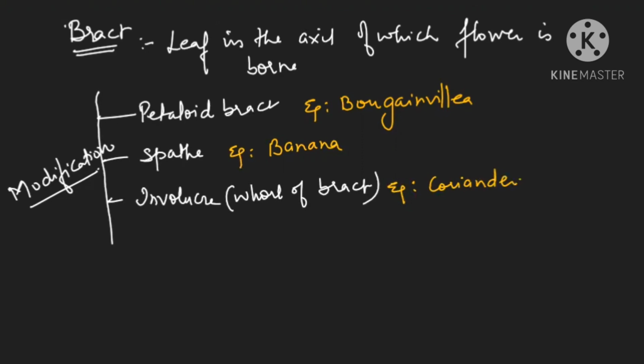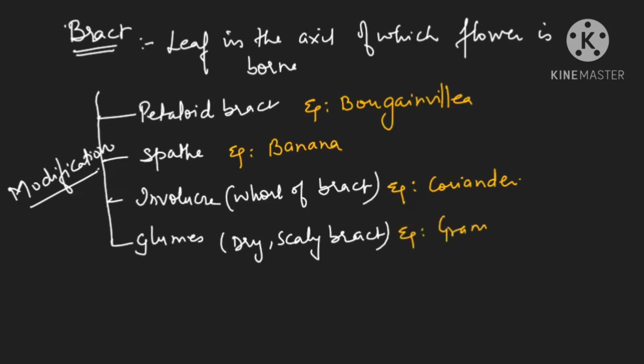The next example is glumes. Glumes are dry, scaly bracts. They are generally seen in the Gramineae family.